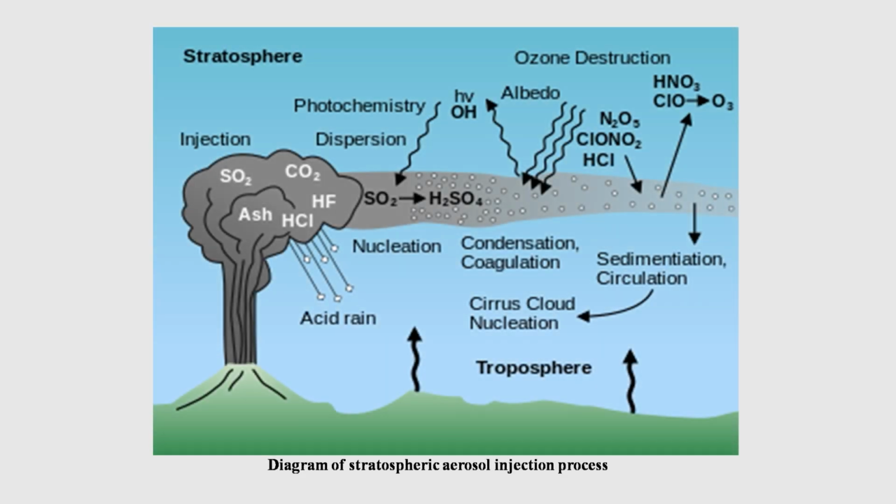Here you can see in the diagram a diagrammatic representation of the stratospheric aerosol injection process. The first layer is the troposphere, just above the earth, and then comes the stratosphere. Here the stratosphere is injected with CO2 and various gases, so that the overall temperature of the earth's surface can be cooled down. The carbon dioxide which is captured in the atmosphere can be reduced. The process can be seen from this diagram.